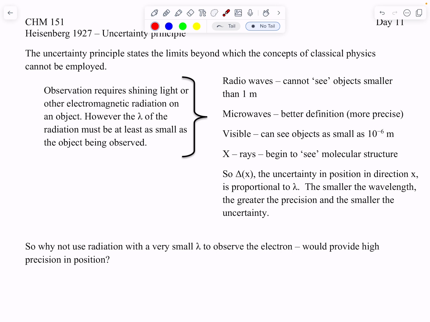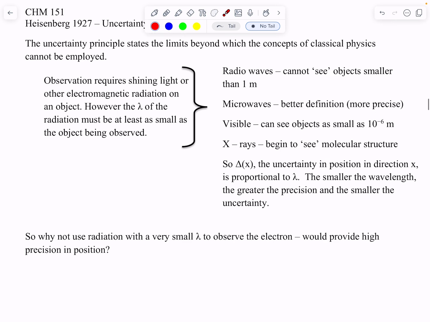So the question becomes, why not use a very, very, very small wavelength to observe the electron, right? Because how big is the electron? Well, we don't really know, but let's just say it's extremely small. Well, there's light that's extremely small. We can do that, right?